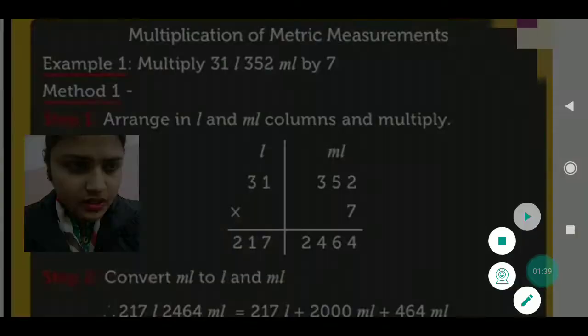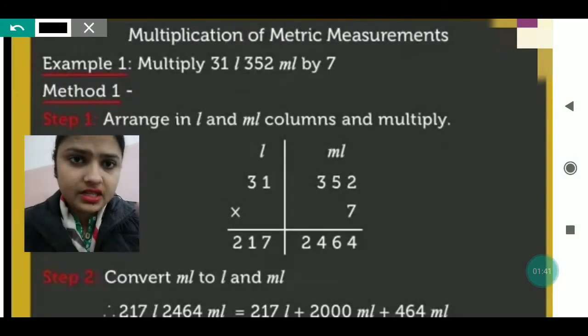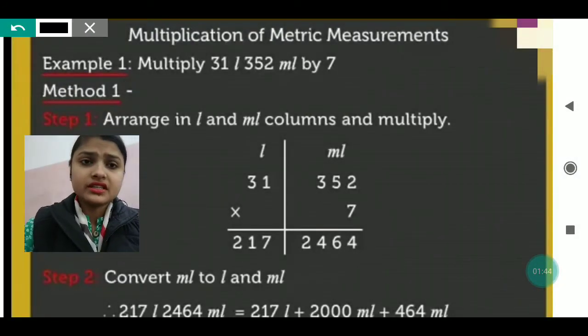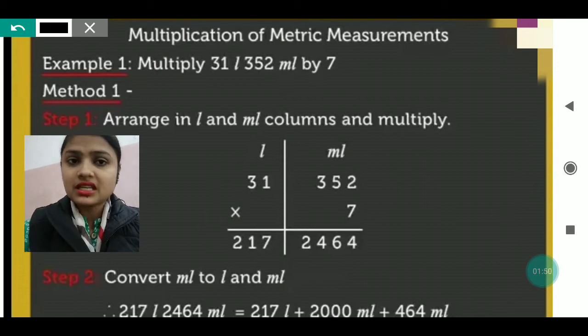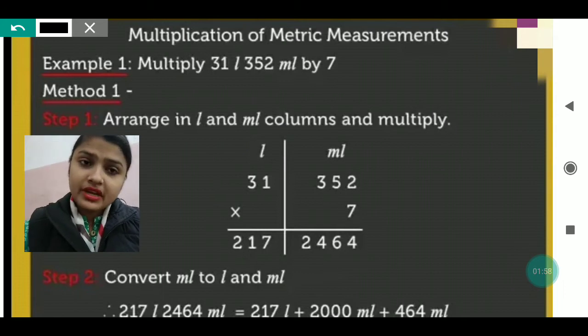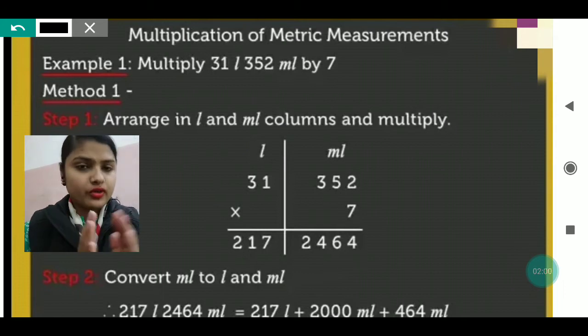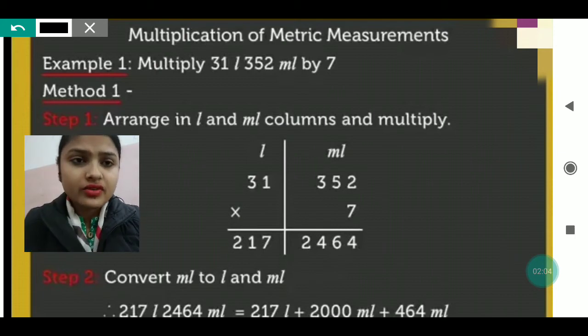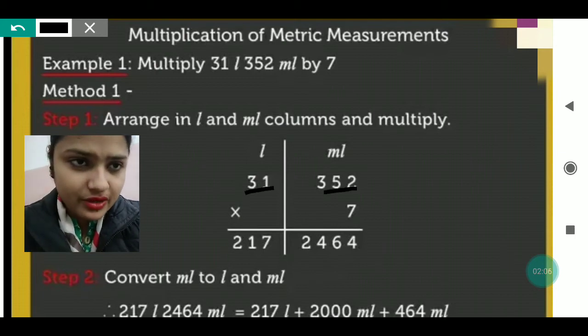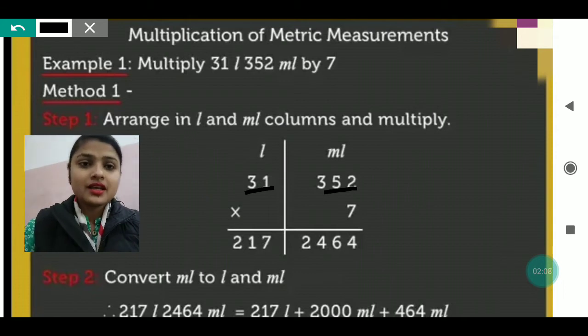See, likewise, you can see here the question which I have opened. Here it is written, multiply 31 liters and 352 milliliters by 7. Suppose this is the given number, you have to multiply it by 7. The first thing you have to do is arrange it in liter and milliliter columns. Means two columns, one for the liters and one for the milliliters. After that you will write the numbers like this.